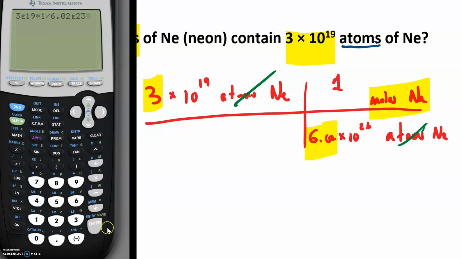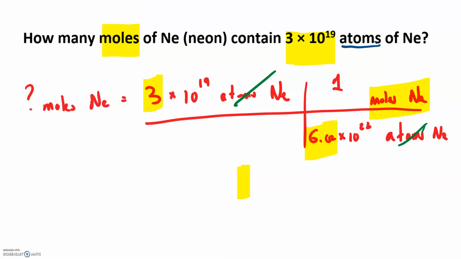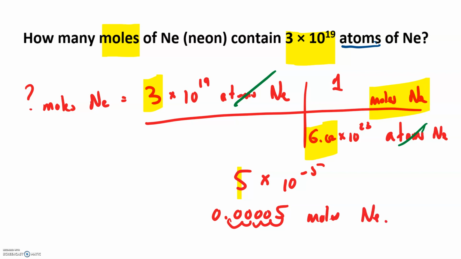All right, so let's hit our answer and see if it jibes with what we expect. And that's pretty close. All right, we said 0.0001. Less than that is 0.00005. Here's our answer. 5 times 10 to the negative 5th. If you want to write that out in long form, 0.00005. 1, 2, 3, 4, 5 decimal places. Moles of neon. Okay. See you on the next one.